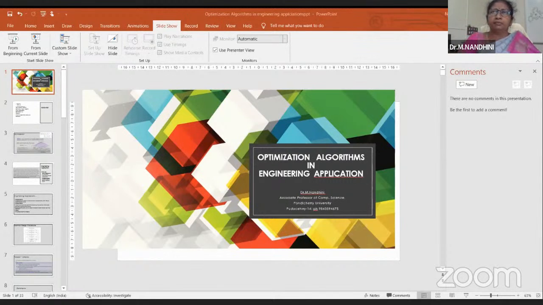Optimization can be defined in multiple terms, out of which finding the best is the easiest and best understanding of optimization. That is finding the optimal one out of n number of elements available in the space. So that is what optimization is.